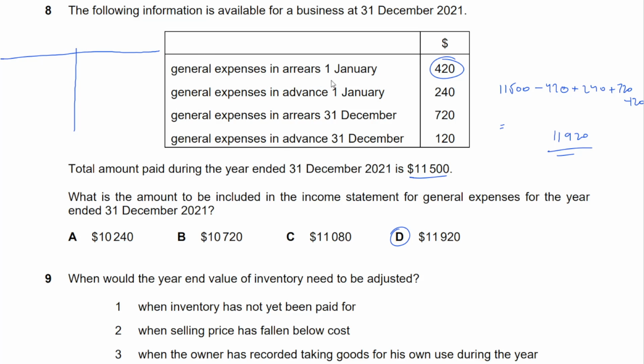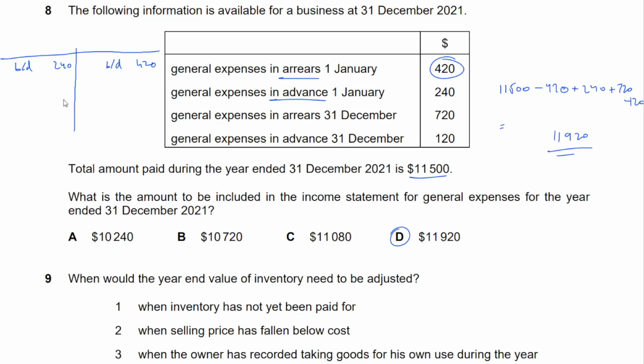General expenses, 1st January. Now, when the year started, we had some expenses in arrears, and that's a liability. You should know that. Must be a credit balance brought down. 420 brought down. Why on the credit? Because it's a liability. Something paid in advance, that is an asset. All right, there we go. Two balances brought down.